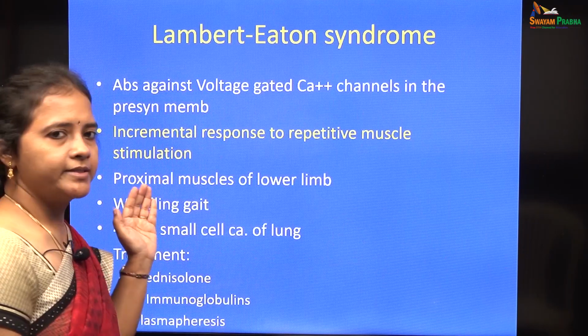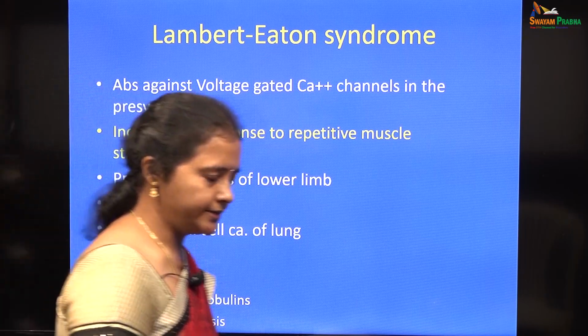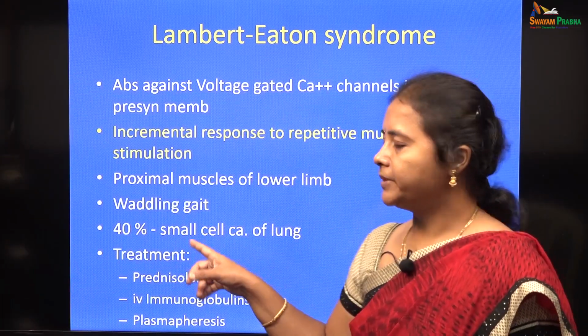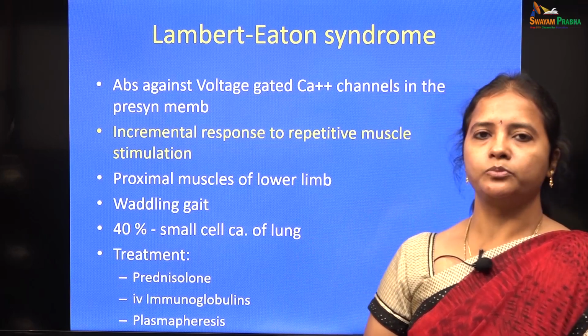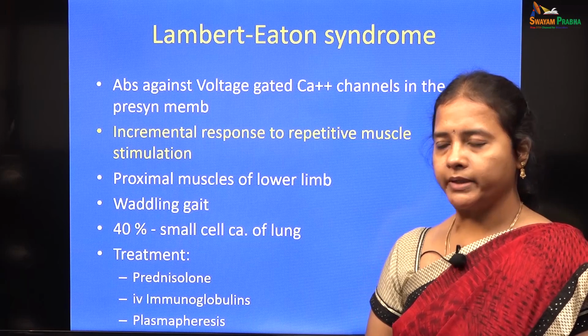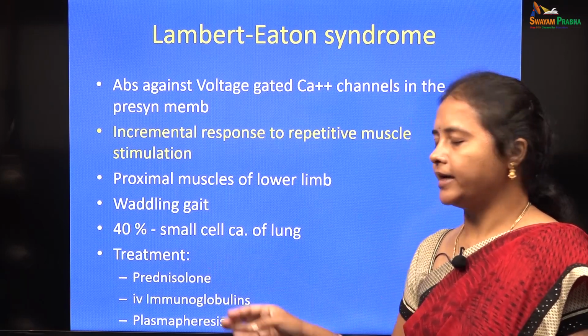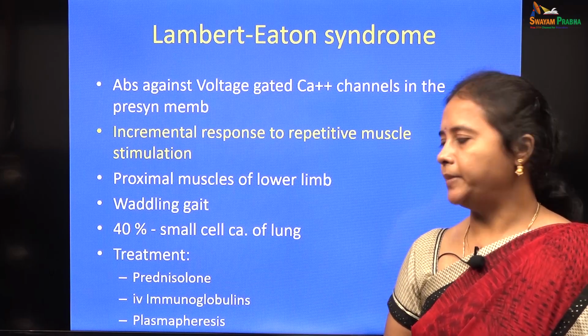It mainly affects the proximal muscles of the lower limb, leading to a waddling type of gait, and 40% of the condition is associated with small cell carcinoma of the lung and also other carcinomatous conditions. Treatment is like myasthenia gravis, with prednisolone, IV immunoglobulins and plasmapheresis.